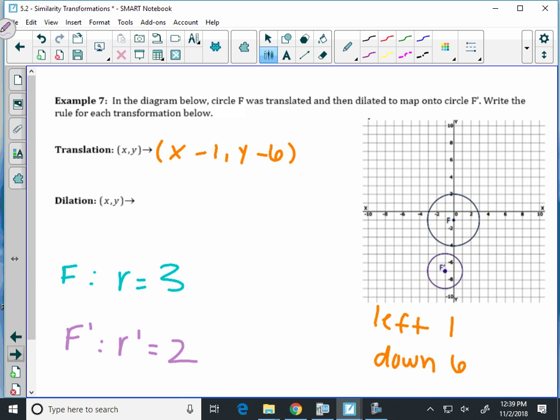Just looking at this, do we know what we multiply 3 by to get 2? Is that an easy one to look at and know? For me, it's not. It's like, oh, wait a second. What do I multiply 3 by to get 2? So this is where you have to make that fraction. Sometimes it's not obvious.